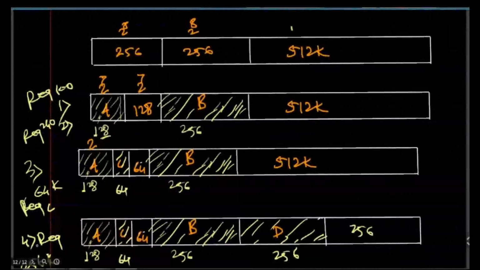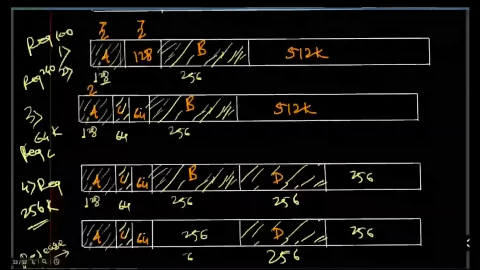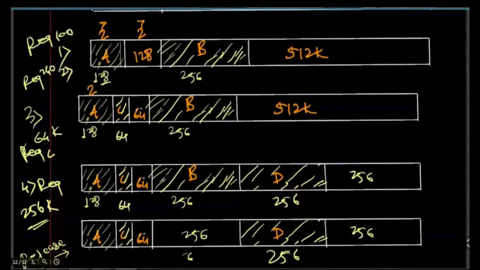Okay, after that we have another request of 256K. But if we check the left side partitions, they are almost full and we have no chance to divide them further. So we will go to the right-hand side partition, which is the largest block of 512. We will divide this into two equal parts, 256 and 256, and give one of the parts to request D. Okay, then we have the releasing requests.